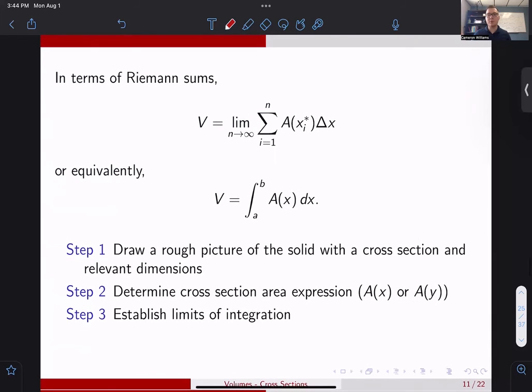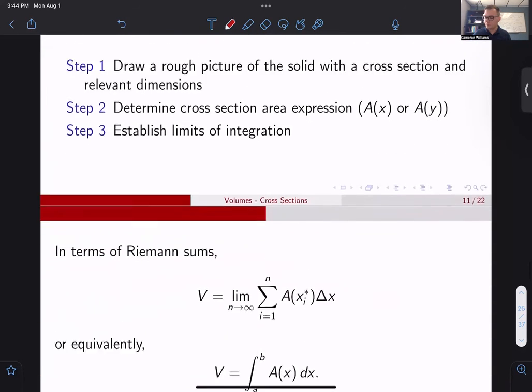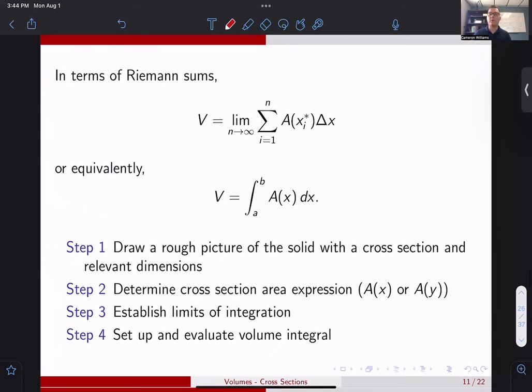Step 3, establish the limits of integration. If you don't have limits of integration, you're only doing part of the problem. You don't know where it's going from and to. And then step 4, actually set up and evaluate the integral for the volume. Now, you don't need to do these in any one order. You can switch 2 and 3 if you want, but I think this is a pretty good flow because it makes you think about this as you build up the layers.